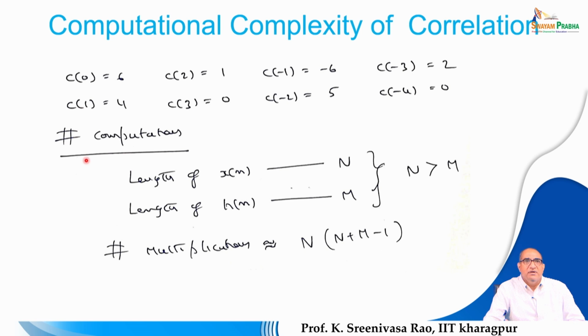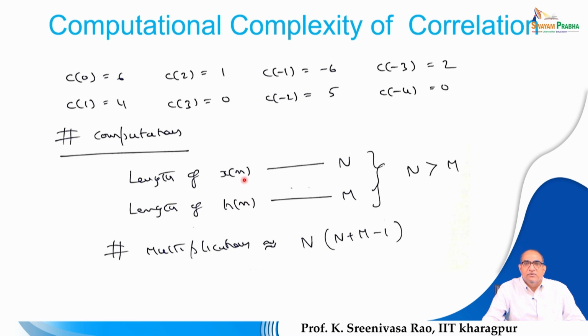Now, if you try to analyze the computational complexity of this convolution or correlation, for example, let us take a discrete sequence x of n whose length equals capital N. It means that x of n is present at capital N instances, and the other signal h of n is present at m instances, that means the length of the sequence is m. Here length means the number of instants where the sample amplitudes are present.